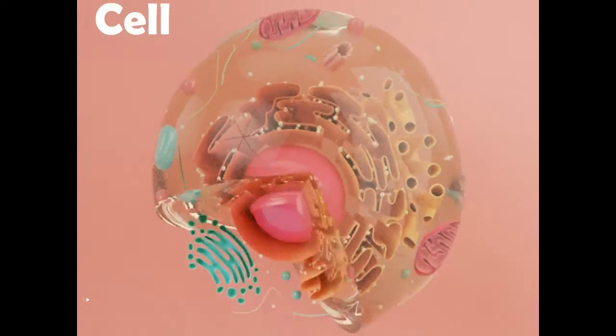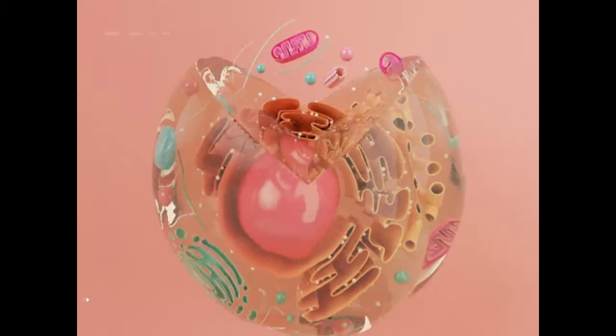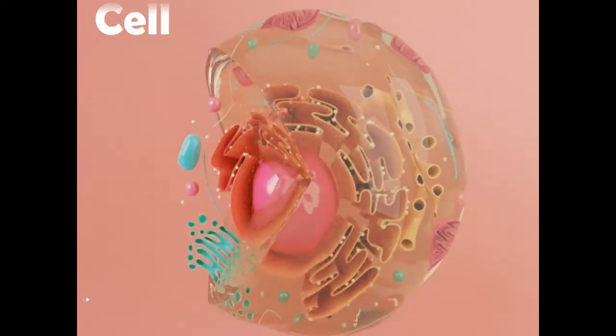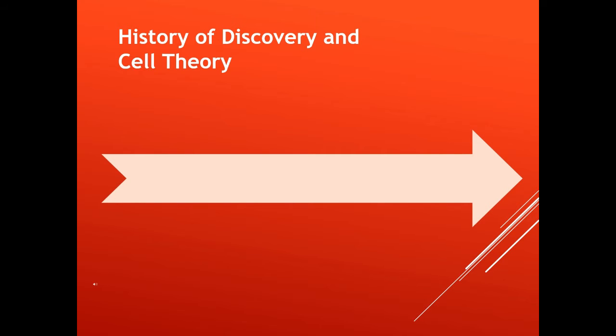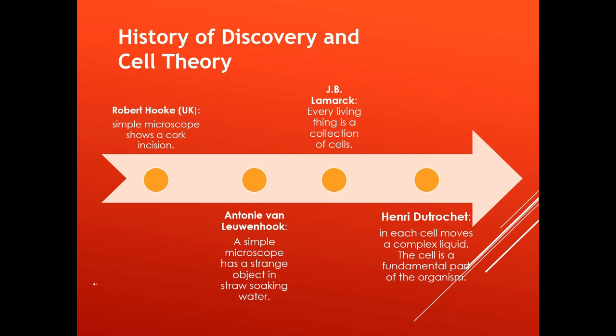So, as what you see on your screen, this is a picture of cell. And we're gonna discuss about its compartment. So before we learn about cell itself, we have to know the history of discovery and cell theory. The first guy is Robert Hooke in UK.